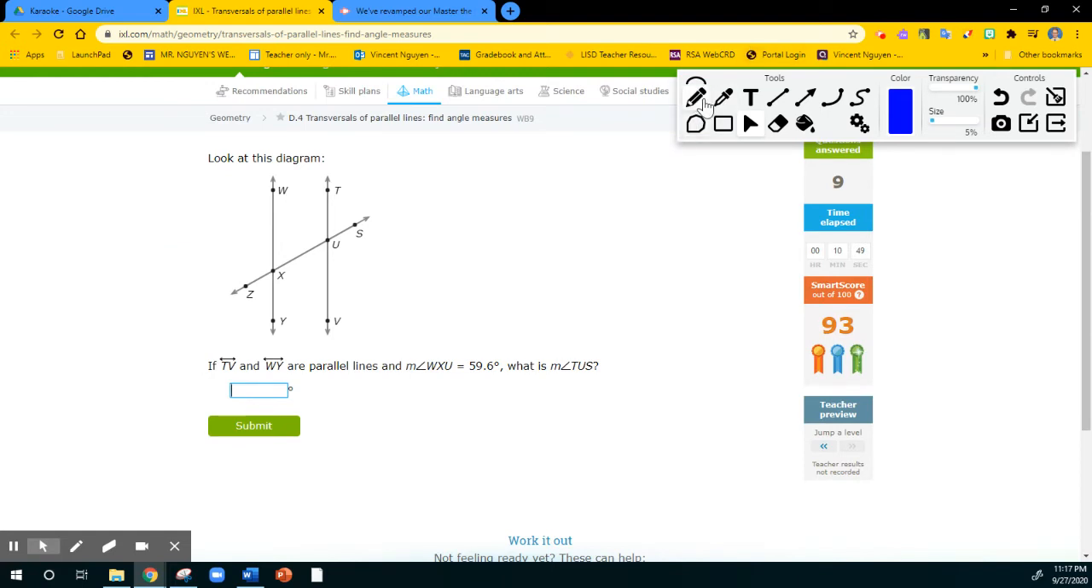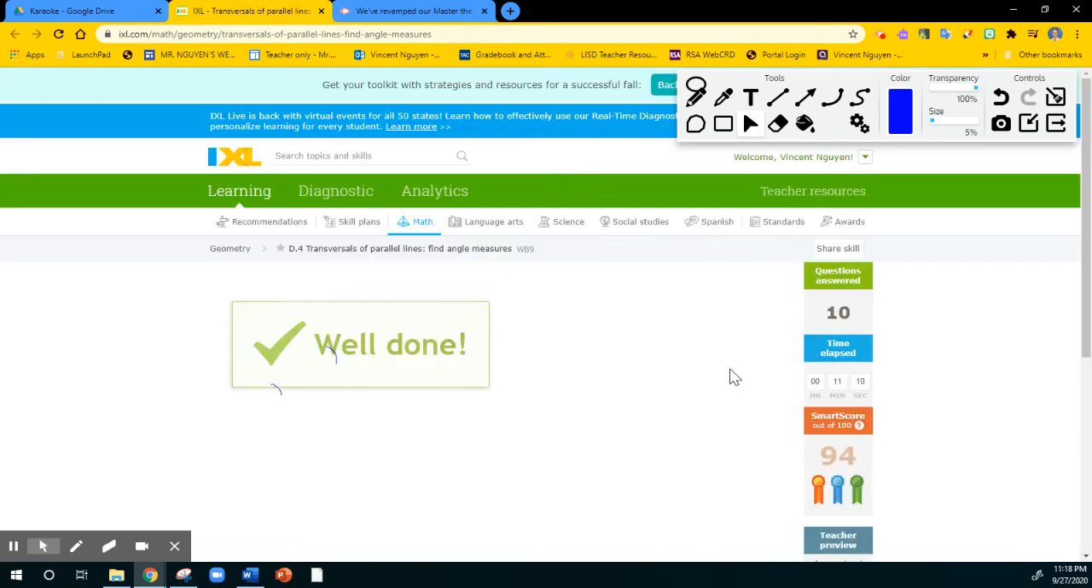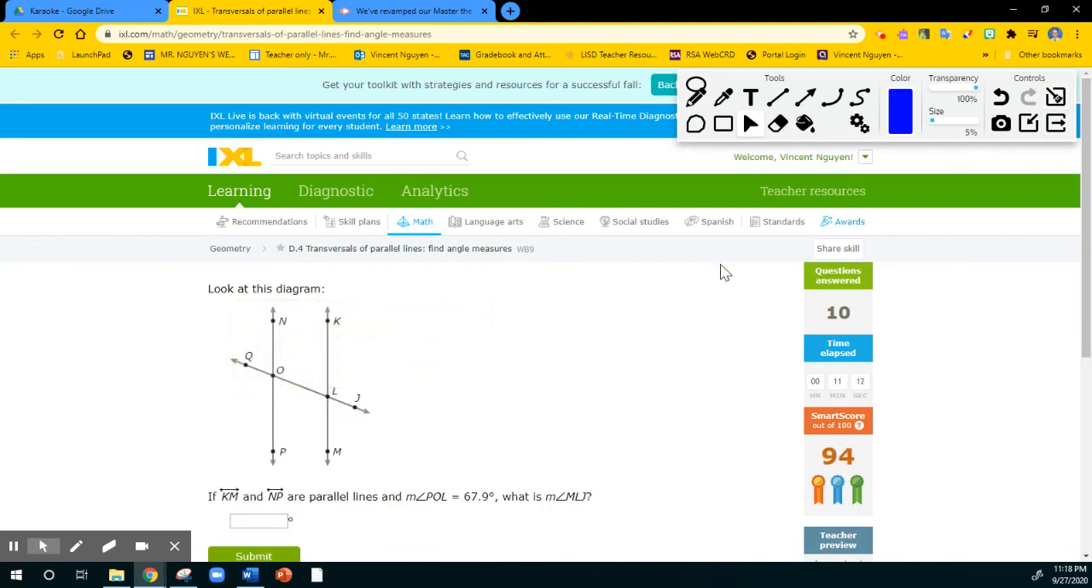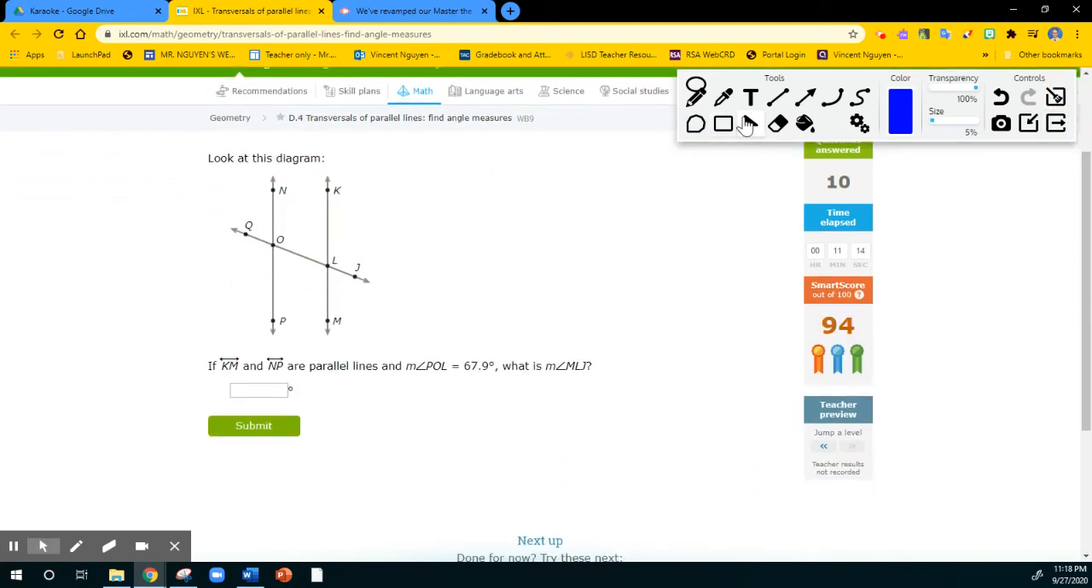All right, TUS is the one I want. TUS is right here. And WXU. OMG. I don't like this at all, guys. So far, everything has been congruent. I haven't seen any supplementary whatsoever.